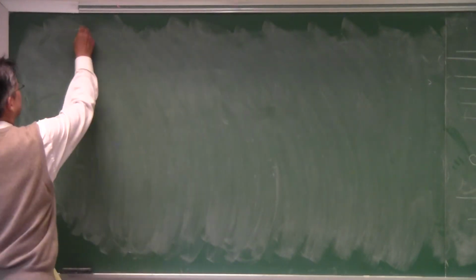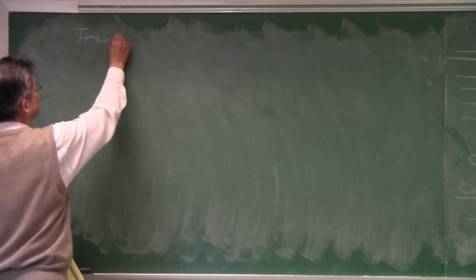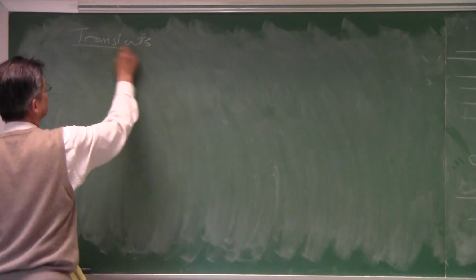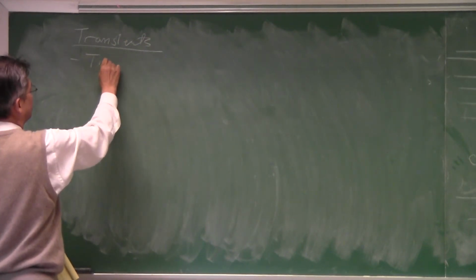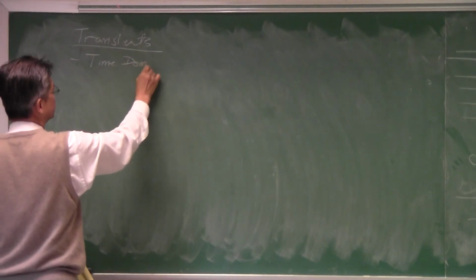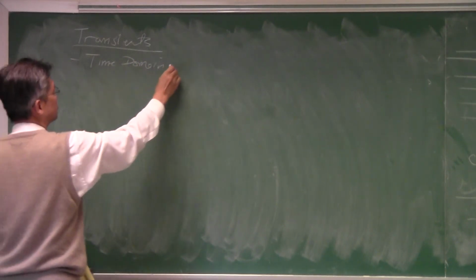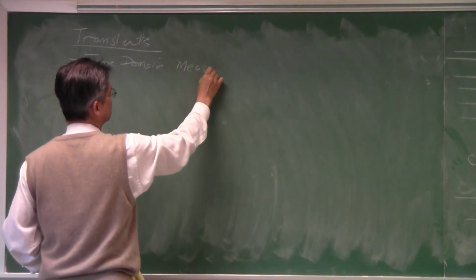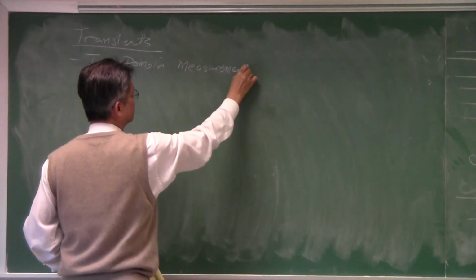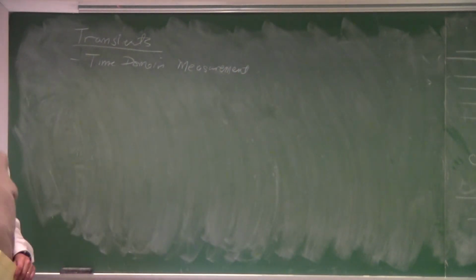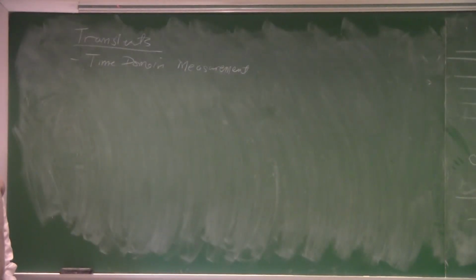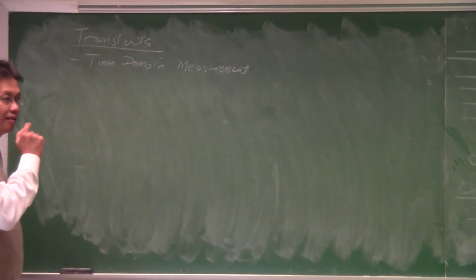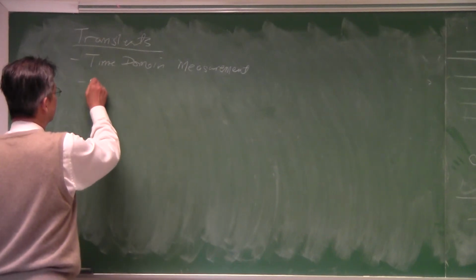So I'd like to talk about transients. This is intimately related to time domain measurement. And many measurements are done in the time domain, like radar. And what is the advantage of doing measurements in the time domain? I think the best thing that you can get is actually gating.